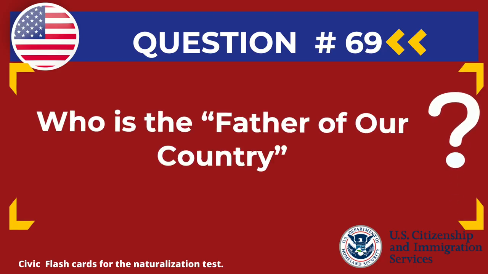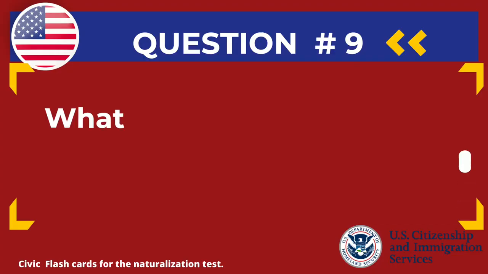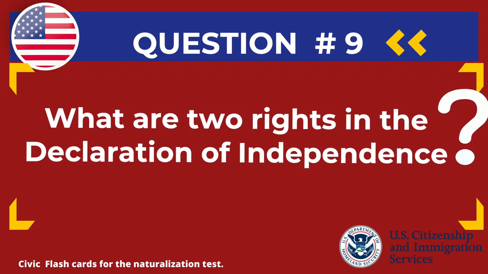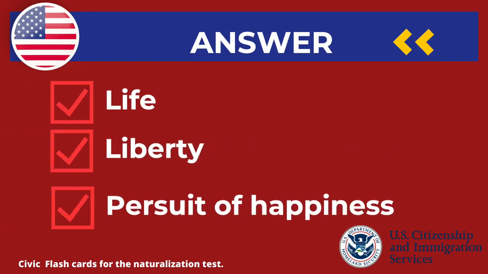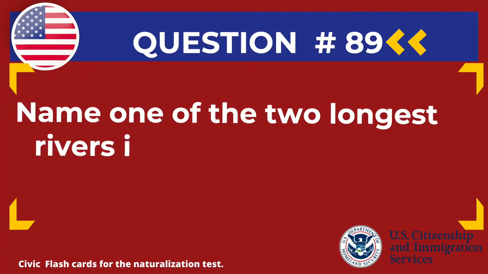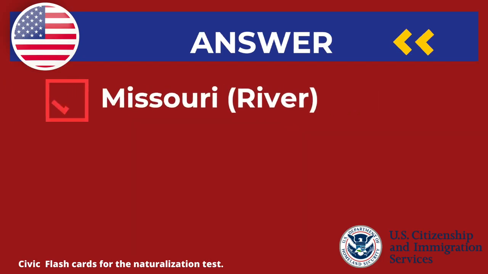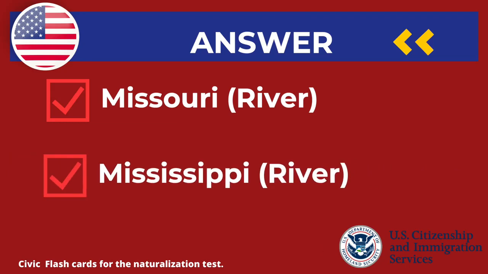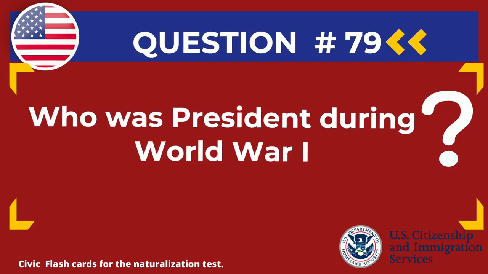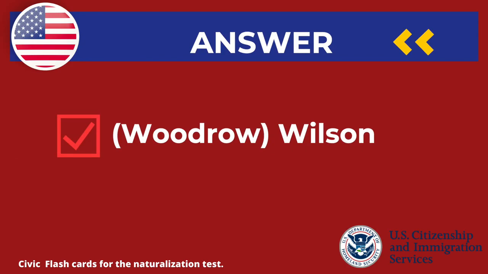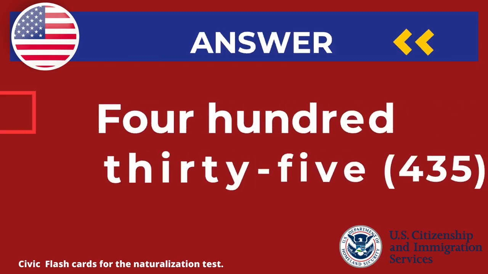Who is the father of our country? George Washington. What are 2 rights in the Declaration of Independence? Life, liberty, pursuit of happiness. Name one of the 2 longest rivers in the United States. Missouri River, Mississippi River. Who was president during World War I? Woodrow Wilson. The House of Representatives has how many voting members? 435.